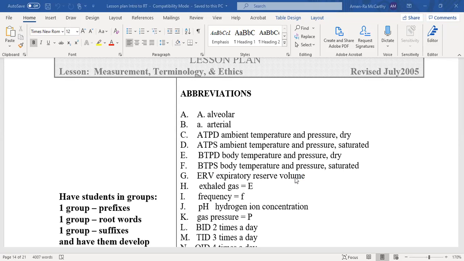But the next one we do use. F is for what? Frequency. Now, you may also see R or RR for respiratory rate. Respiratory rate and frequency are the same thing. Frequency is the number of times a person breathes. Their breathing rate, or respiratory rate, is also known as their frequency.